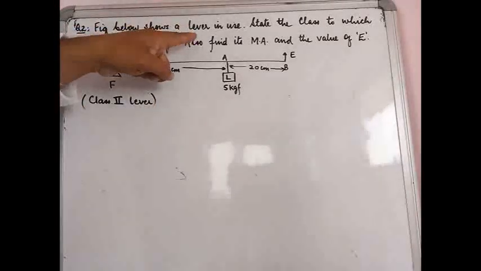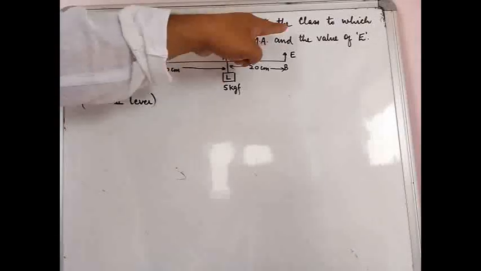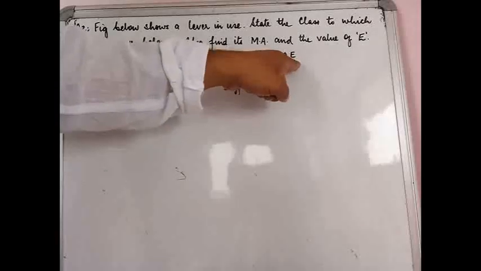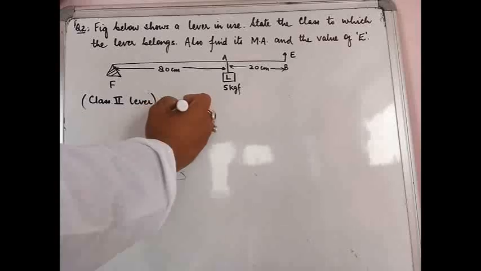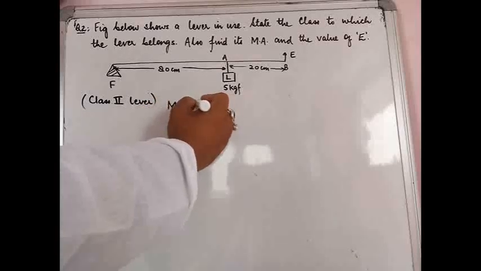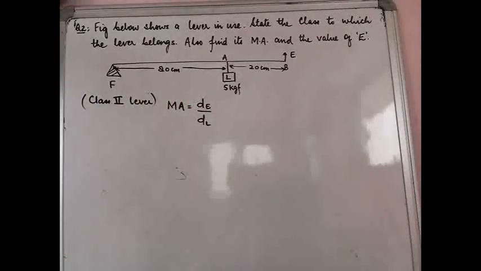Now coming to the next part, also find its MA and the value of E. E over here obviously is the effort, and MA is the mechanical advantage. Since this is levers, according to the law of levers, we have this formula, MA is equal to dE upon dL.